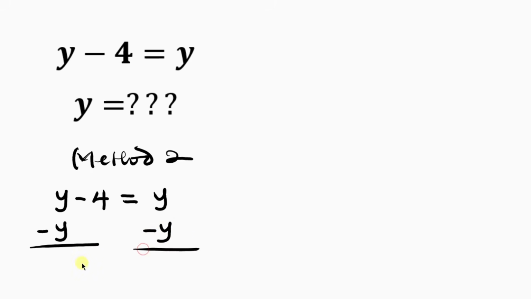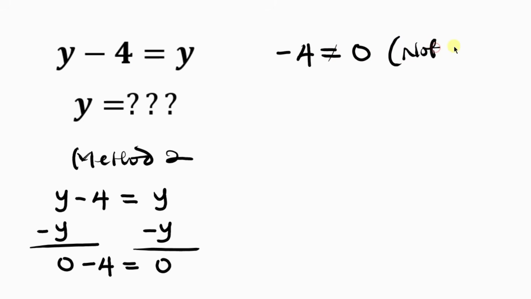So this results to y minus y is 0. I have negative 4 here, so I have to drop that down. This is equal to y minus y is 0. On the left hand side, 0 minus 4 is minus 4, and this is equal to the right hand side, which is 0. Now notice that negative 4 is not equal to 0. It is not possible. So since it is not possible, we can't say the value, in fact, we can't even find the value of y.